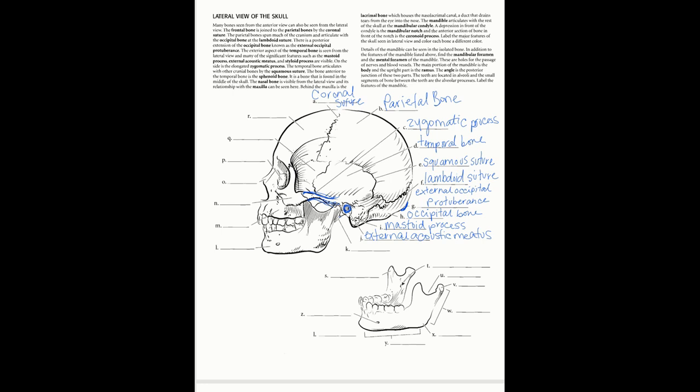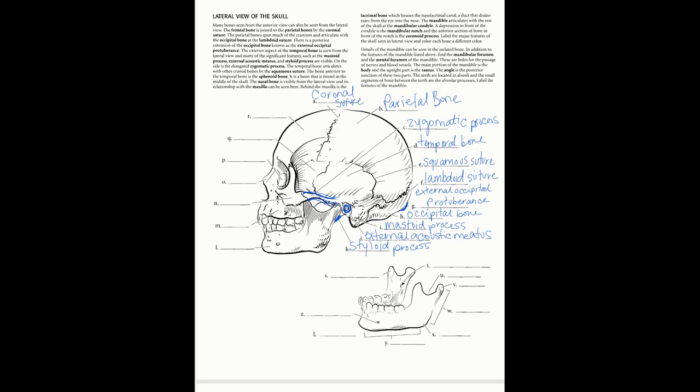And then just in front of that, we have another process. Kind of looks like a fang. This is called the styloid process. Again, process meaning extension. And the styloid process has small muscle attachment here. When you look at the skull itself, like I said, it kind of looks like a fang. If you think of styloid, stiletto, that can be a little reminder word there.